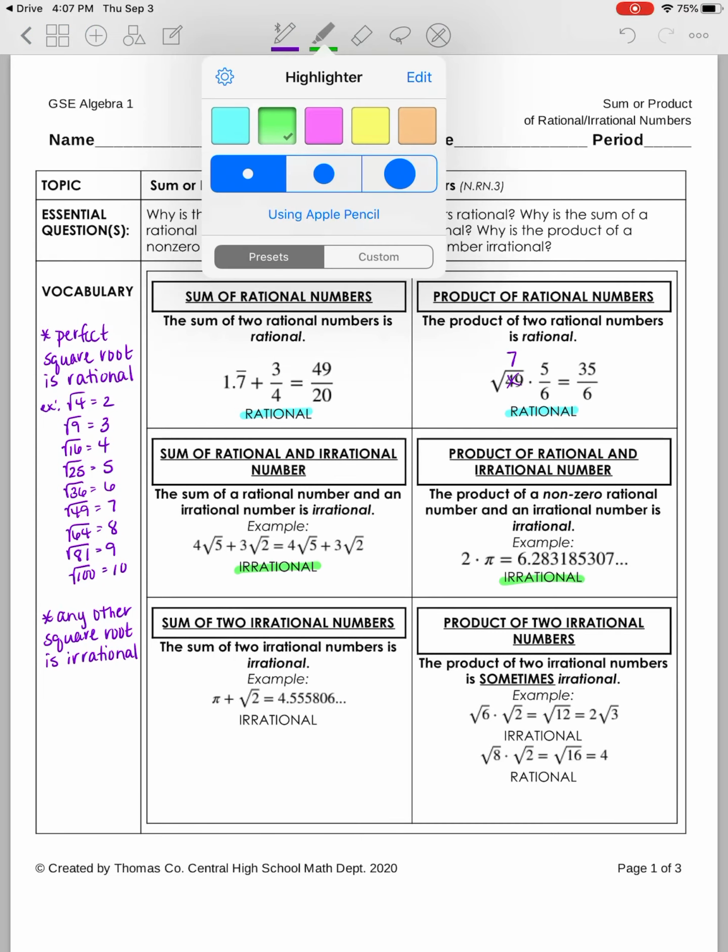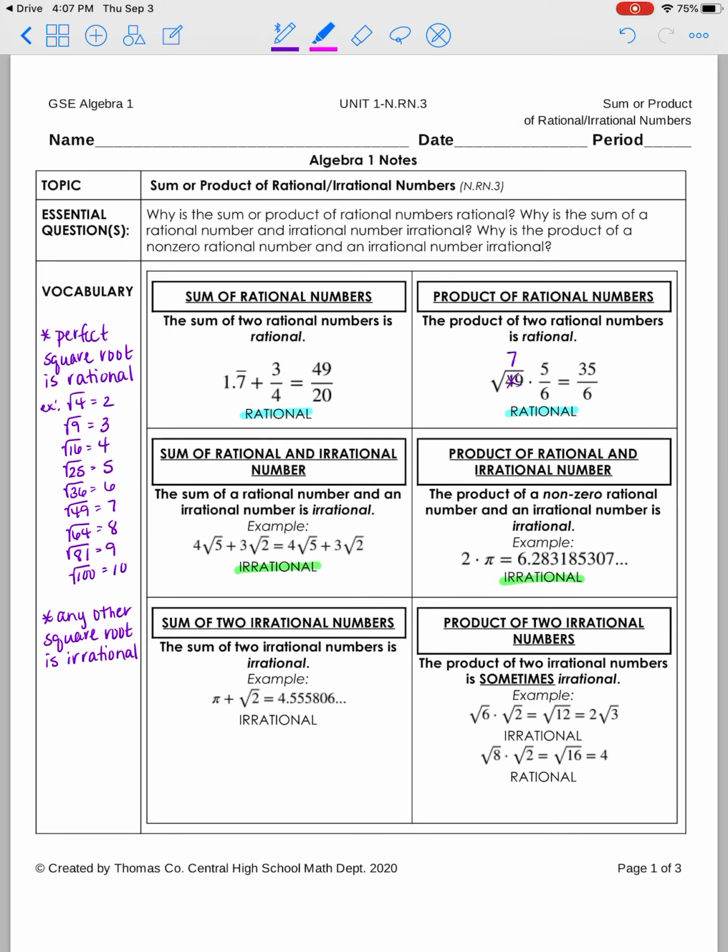And then the last set. What if we look and we sum two irrational numbers? The sum of two irrational numbers. So what if I add pi and the square root of 2? You could take your calculator and add these, and you get some number, 4.555806..., which means it never ends and it never repeats. So that is an irrational number. Whenever I'm adding two irrationals, no matter what they are, both of them are irrational, my answer is irrational.